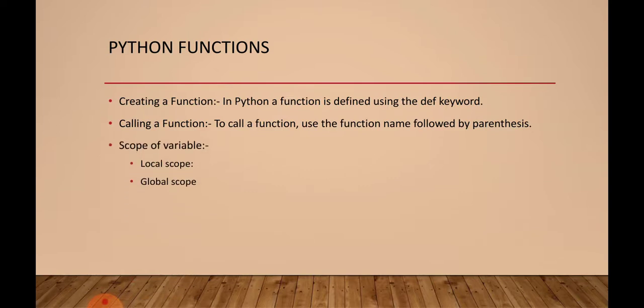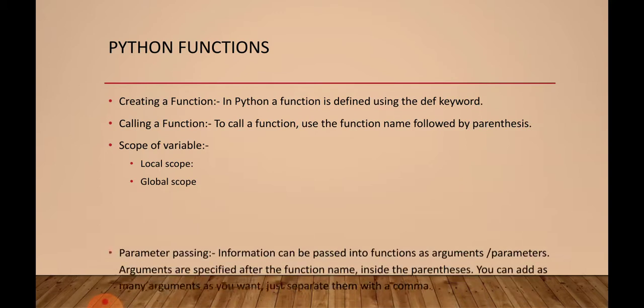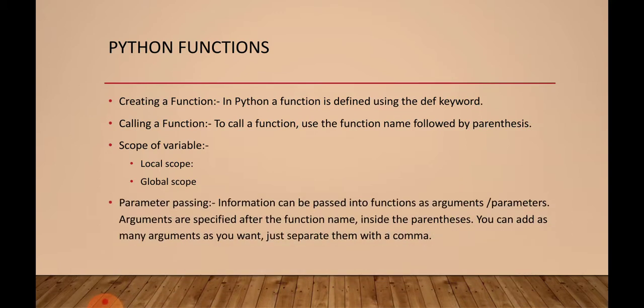Scope of variable: local scope, global scope. If you have defined a variable above that function, it will work as a global scope. But if you have defined a variable inside that particular function, it will work as a local scope or a local variable.